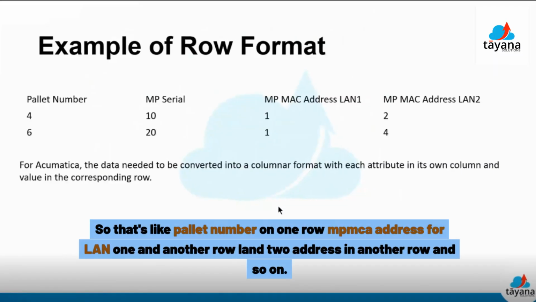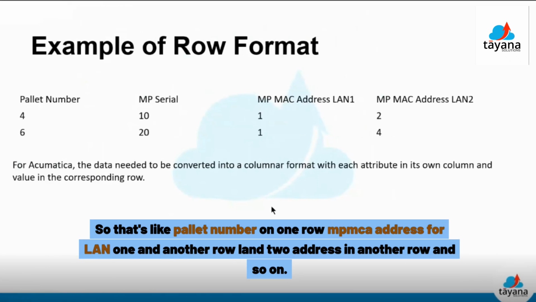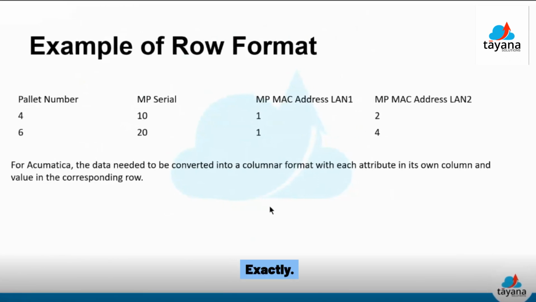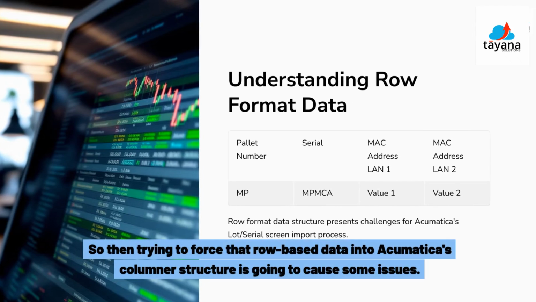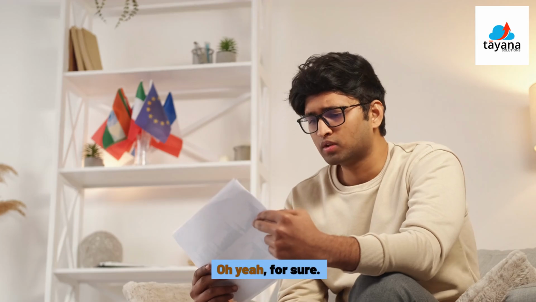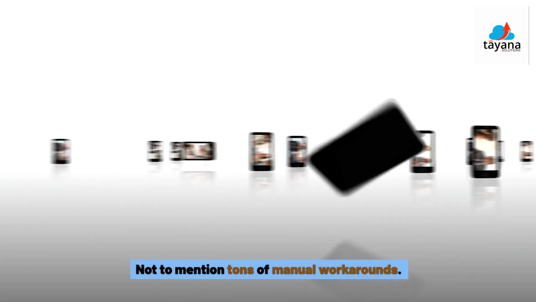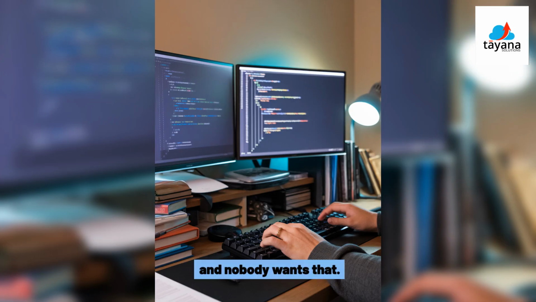Okay, so that's like pallet number on one row, MPMCA address for LAN 1 in another row, LAN 2 address in another row, and so on. Exactly. So trying to force that row-based data into Acumatica's columnar structure is going to cause some issues. Oh yeah, for sure. We were getting import errors left and right. Not to mention tons of manual workarounds. It was a mess. And nobody wants that.